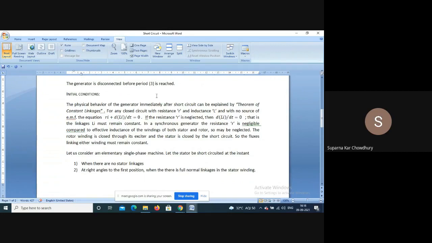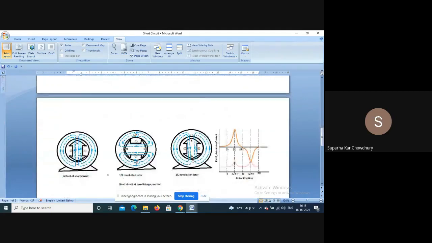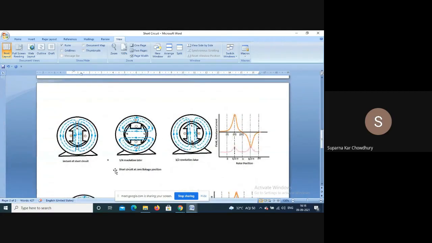Now what happens if the machine tries to keep its flux linkage constant? Let us consider two extreme conditions. Say, consider a short circuit at the zero linkage position. Just before the short circuit, I have considered a two-pole machine, that is simpler to understand, and this is a single-phase machine. We are not going into details of three-phase short circuit and other things, just to explain why we require subtransient and transient reactances. So this is the zero linkage position.